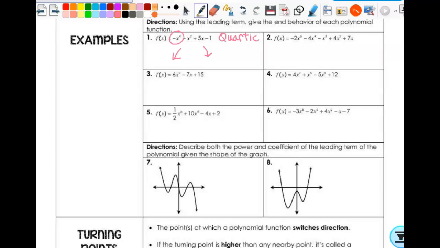All right, so then my leading term here is negative 2x to the 5th. So what do I call this thing? Quintic. Good. And then what do you think the end behavior is going to look like? Up, down. All right, you do 3 and 4.